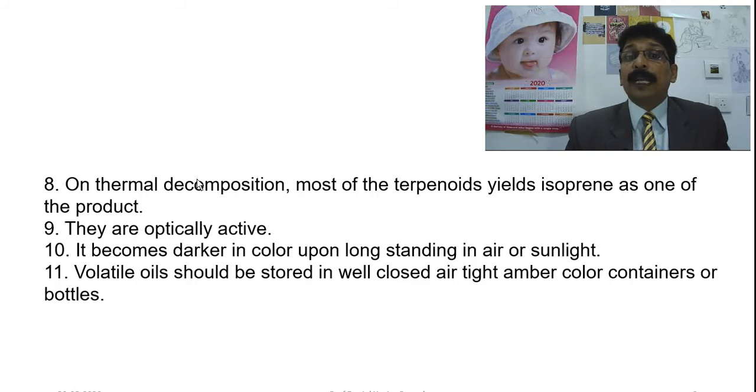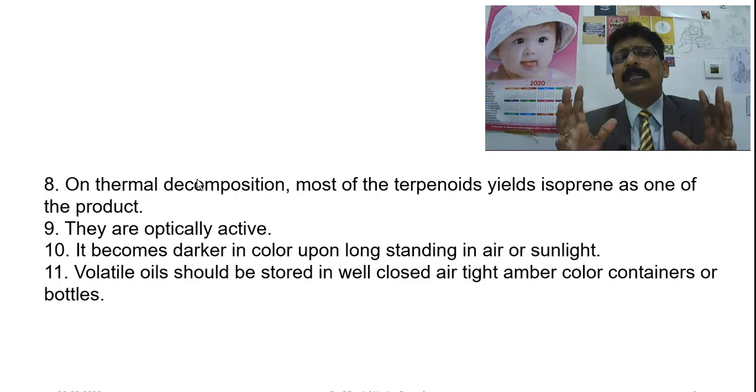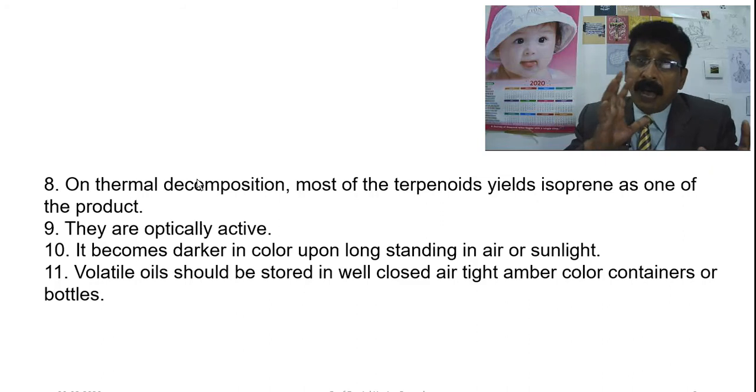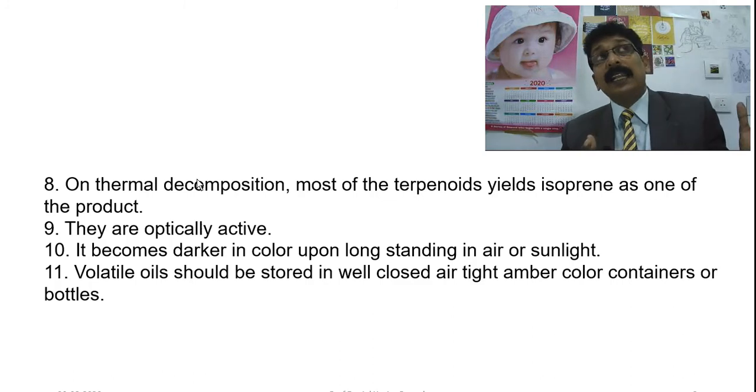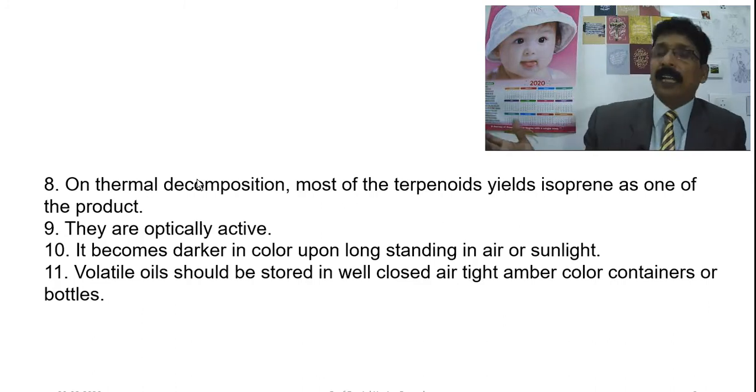Terpenoids are optically rotative. They have a chiral carbon atom, and they show optical rotation when polarized light falls on them. Understand? And they become darker in color upon long standing in the air or sunlight.